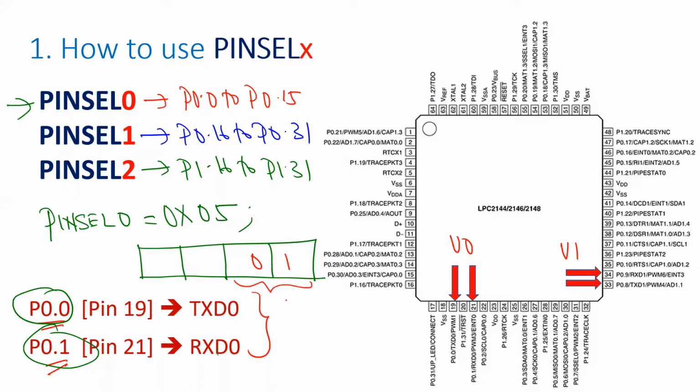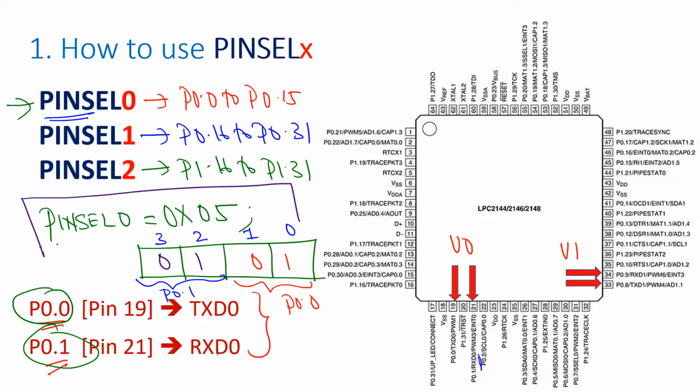So this is port 0.0 and this is port 0.1. So in terms of bit positions, this is bit 0, bit 1, bit 2 and bit 3. So bits 2 and 3 of pin select 0 control the functionality of port 0.1. So how do I want to configure port 0.1? Again as receive pin. Receive pin is again the first special function. So I again write a value of 01. So 0000, 01, 01 is hexadecimal 5. So configuring this would make port 0.0 and 0.1 as UART pins.